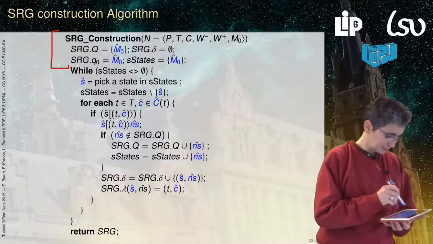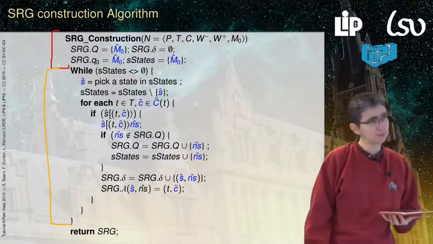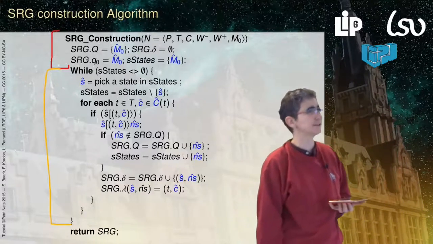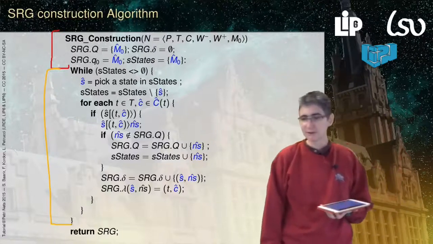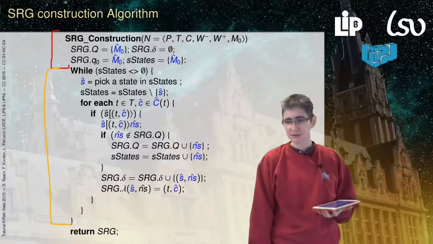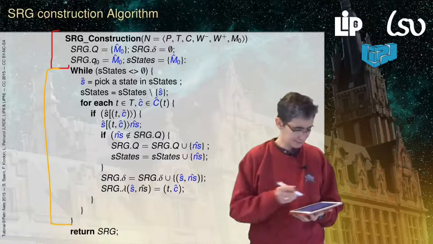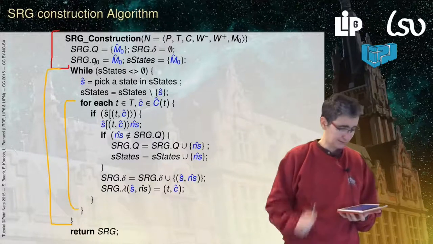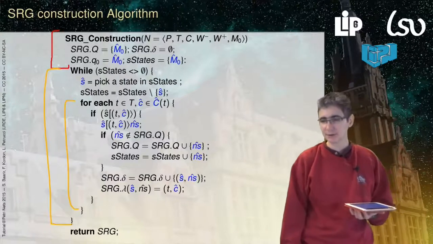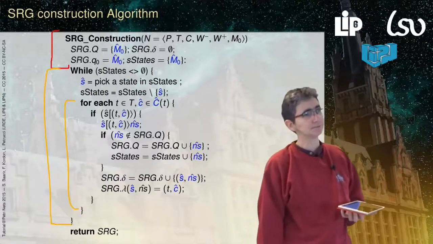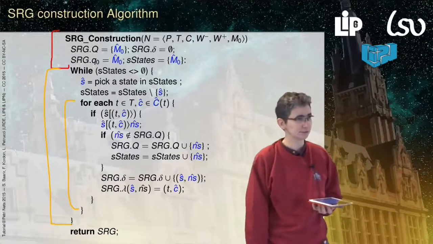Then we have a loop. As before, this loop will examine all symbolic states as long as there are symbolic states to be processed. We pick one in the set of symbolic states, and we remove it from this set because we are going to handle it. And in this part, all the transitions are examined together with the symbolic firing mode, so the set of colors it can use for a symbolic firing.